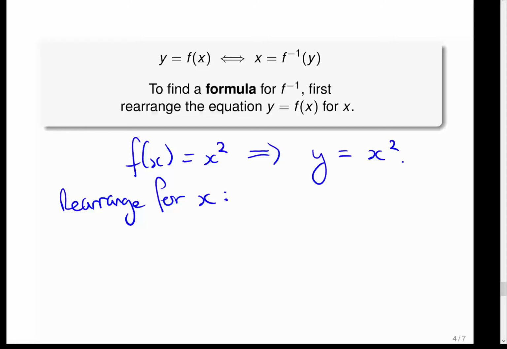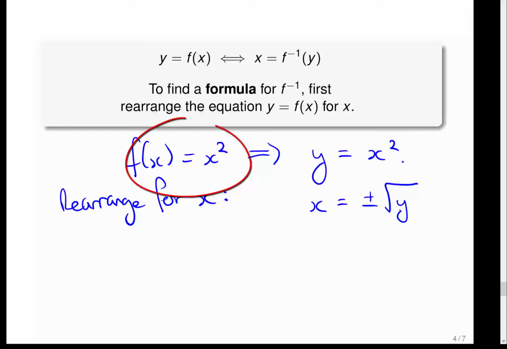To do this, we take the square root of both sides. This gives us x is equal to plus minus the square root of y. Notice the plus minus, which confirms that for every y value that the inverse function attempts to return to x, there will be two choices for x, which is problematic since the inverse has to be a function.